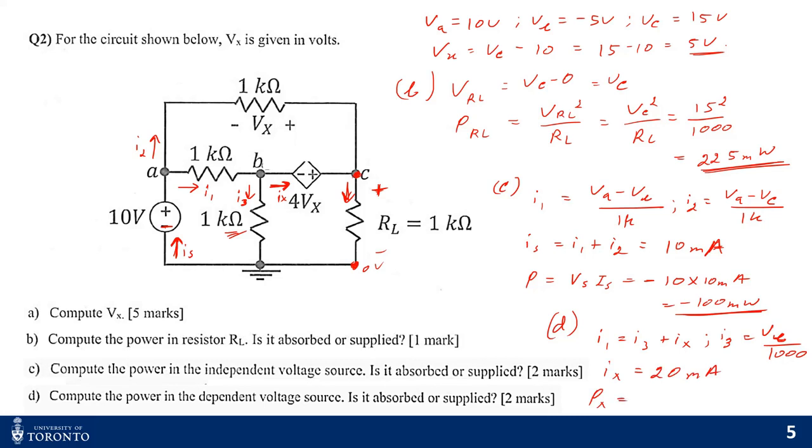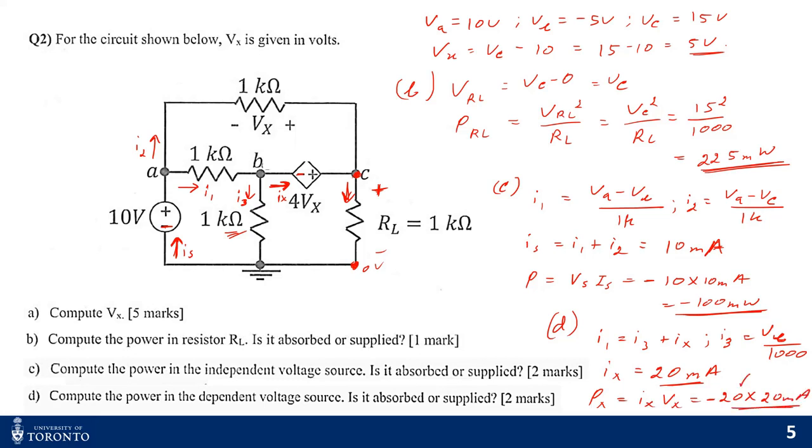So what's my Px? Since this current is positive, the direction we assumed is correct. So 20 milliamperes is flowing through the negative terminal of the dependent voltage source. So the power should be supplied, right? Because it's going to be negative. So the power is basically 20 times 20 milliamps.